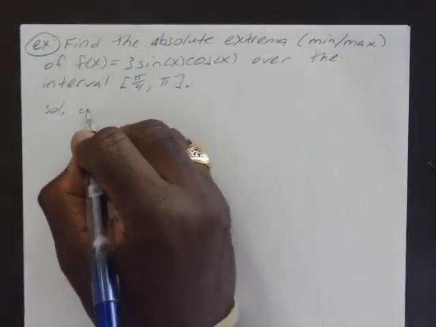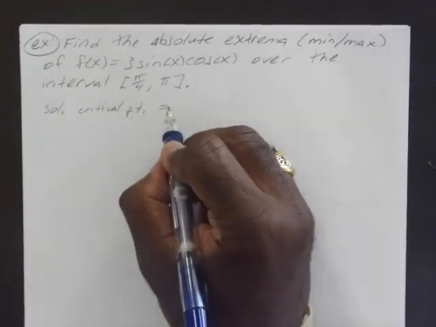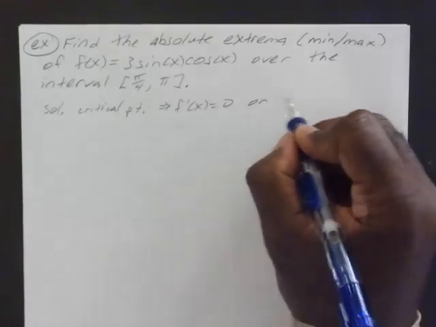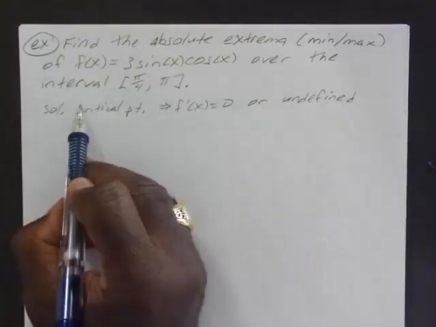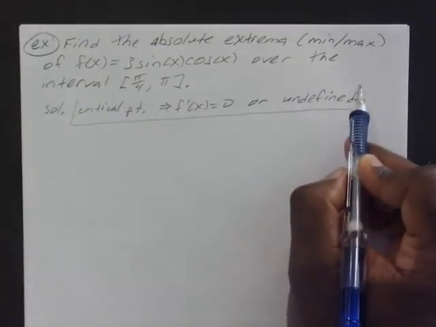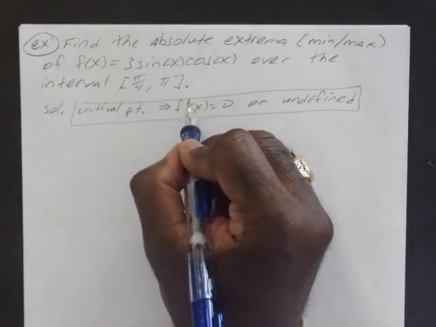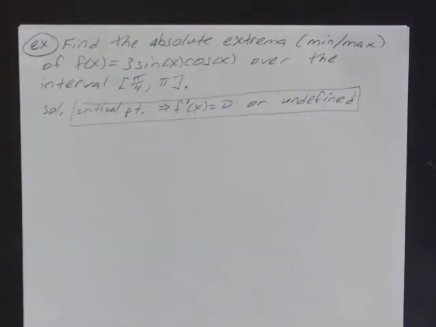Okay, so remember your critical point is where your f prime of x is equal to 0 or it's undefined. In this case, it looks like it'll just be an f prime of x equals 0 critical point, because there are no undefined values. You have the product of two continuous functions, which will be a continuous function.